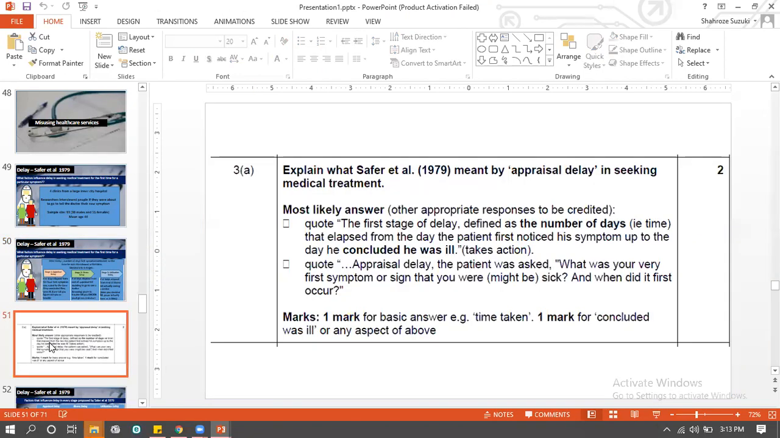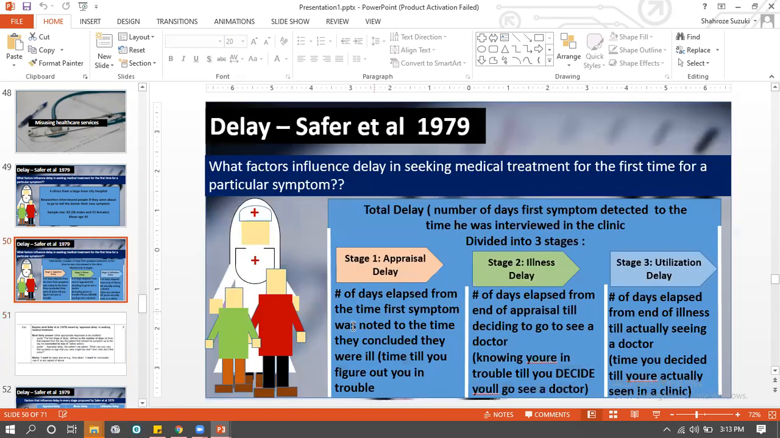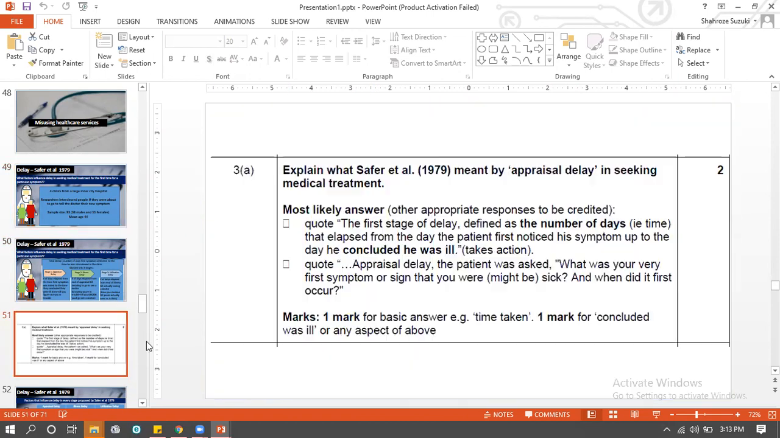So this is an exam question, right? What is appraisal delay? So obviously they can ask about appraisal, they can also ask about total delay. Any type of delay can be asked here. So please learn those things.